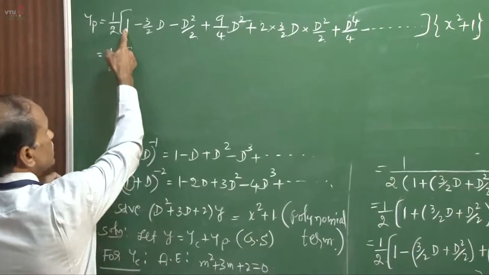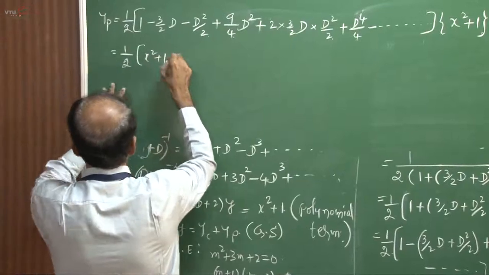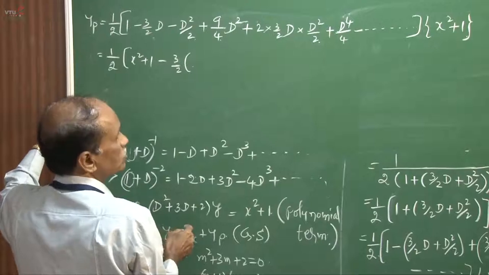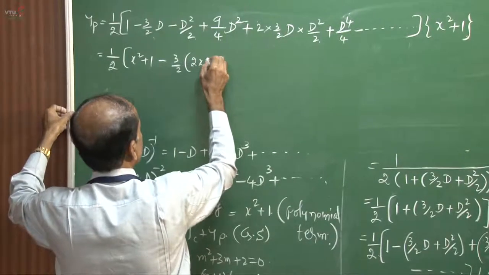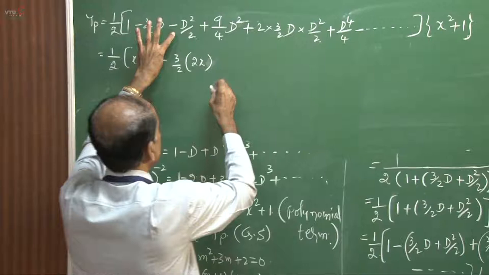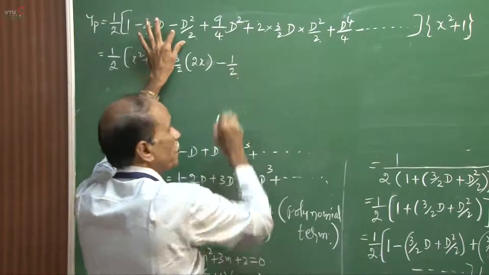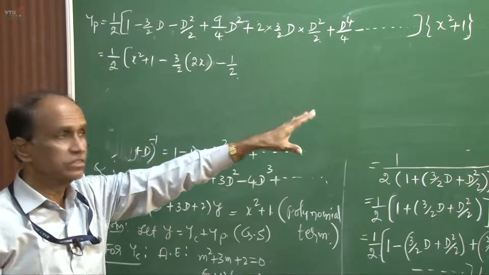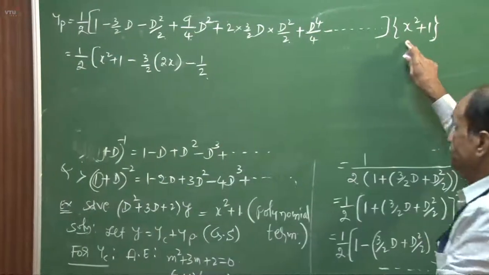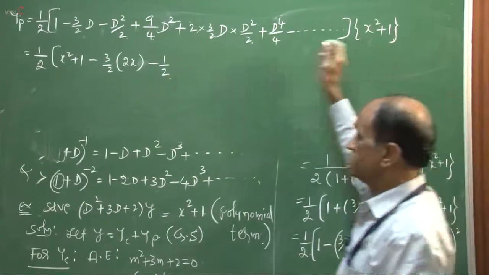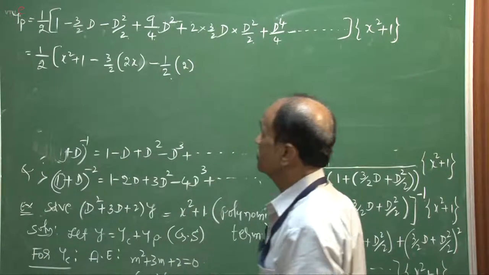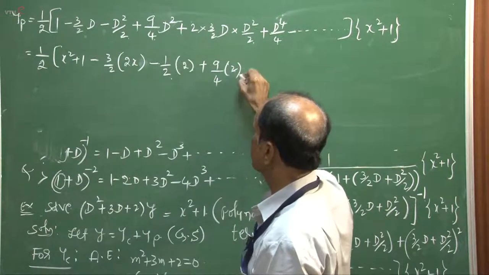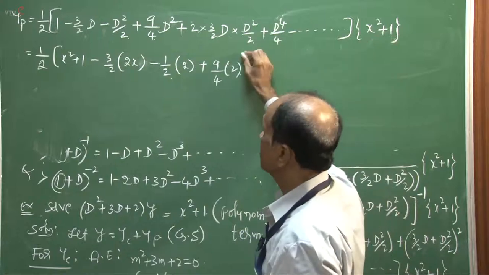Okay, so now one by one I will apply, that is equal to 1 divided by 2. And 1 is simply multiplied by x square plus 1, that is x square plus 1, and minus of 3 by 2, that is x square plus 1 differentiation once, which is 2x plus 0, and minus of d square by 2, minus 1 by 2. D square applied to x square means twice differentiation. Here one time differentiation is 2x, and twice differentiation is leaving the coefficient as 2, plus of 9 by 4 d square, leaving the coefficient as 2, and the remaining terms will not be useful.